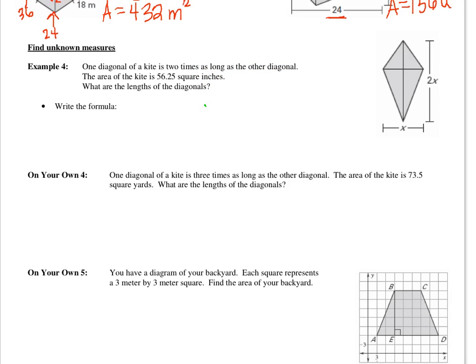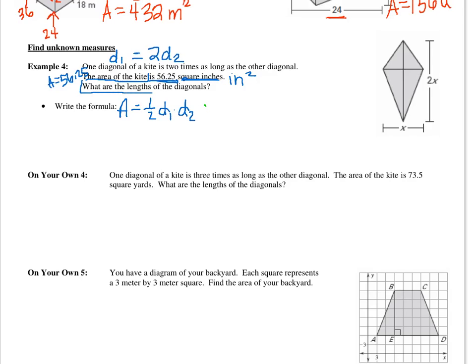Let's make an equation. One diagonal, so we'll say d1, equals 2 times the other one, d2. So we could write an equation like that. The area of the kite, so I know I'm going to use area equals half d1 times d2, with my area formula, is 56.25. So I know A equals 56.25 square inches. So I got inches here. That's my units. It's important.